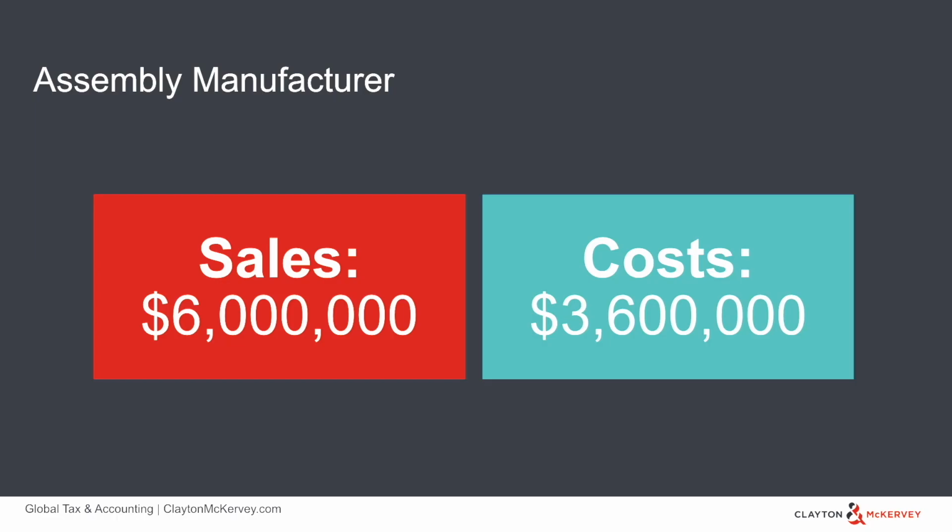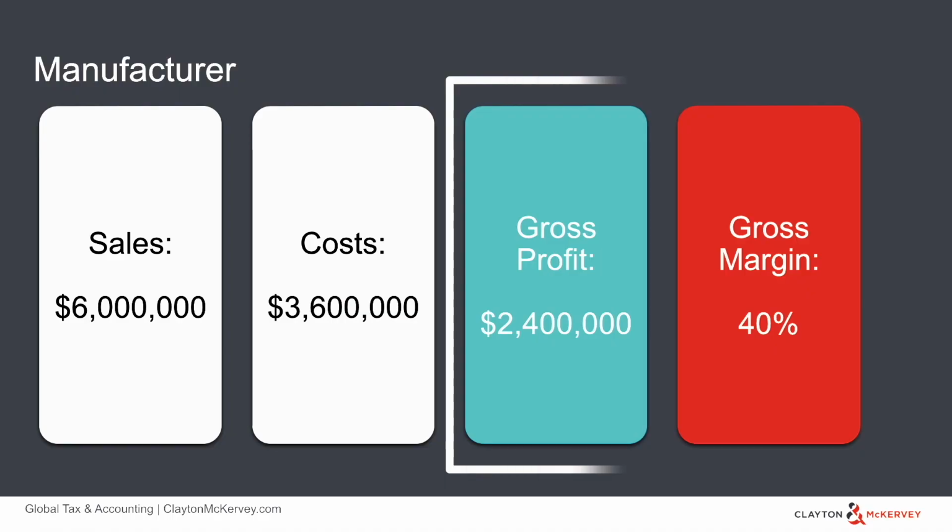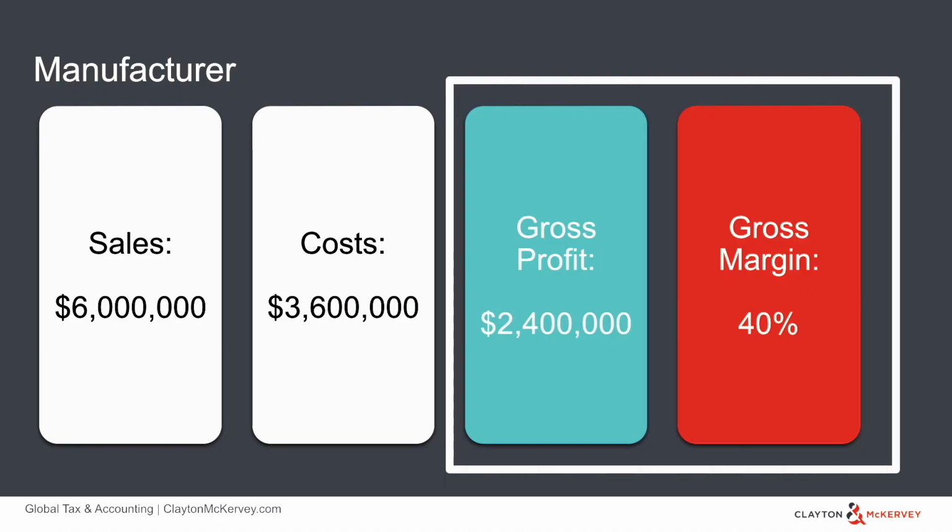So let's kick it off with an example. We've got an assembly manufacturer company. Last year they had revenue of approximately $6 million and cost of sales of $3.6 million. So that would mean that gross profit was $2.4 million and gross margin was 40%.